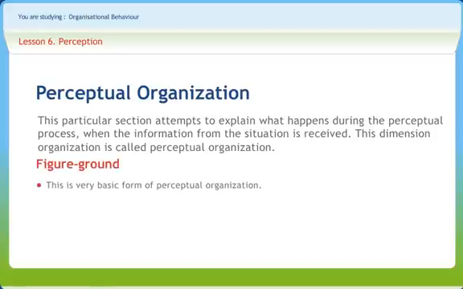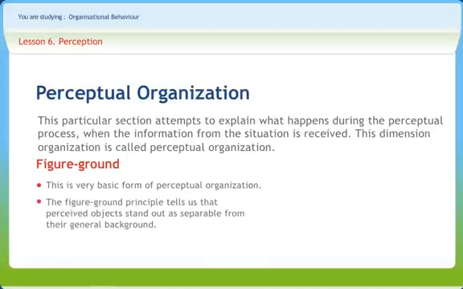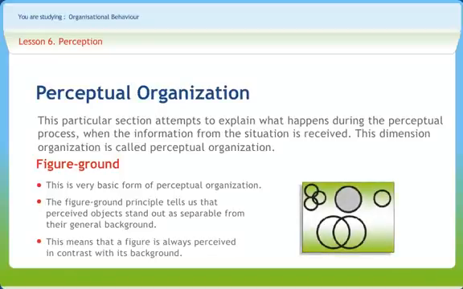Figure ground is a very basic form of perceptual organization. The figure ground principle tells us that a perceived object stands out as separable from the general background. This means that a figure is always perceived in contrast with its background. The manner in which the figure is perceived will automatically depend on the background. A change in the background is likely to change the way in which the figure is going to be perceived. The contrast principle of perception tells us that anything that stands out from the background will be noticed, or that which is not what people expect is likely to be noticed more than which is expected.